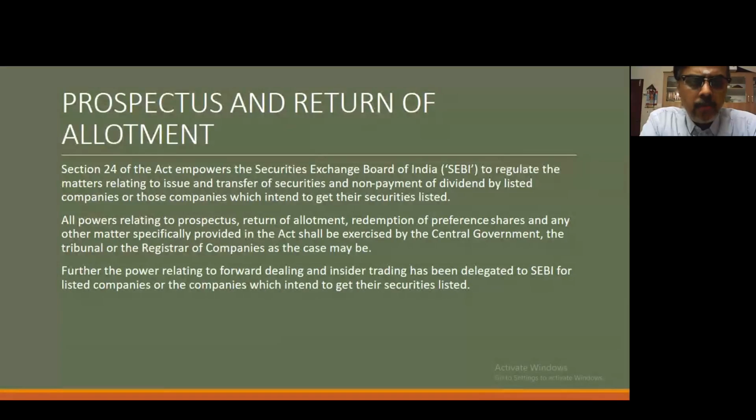So, Section 24 of the Act, that is the Companies Act, empowers SEBI to regulate the matters relating to issue and transfer of securities and non-payment of dividend by listed companies or those companies which intend to get their securities listed. Now, many of you would be aware that a company's shares can be listed in the stock market, particularly when we talk of a public company. Their shares can be listed in a stock exchange, and anybody can buy and sell shares through a stock exchange and through a broker.